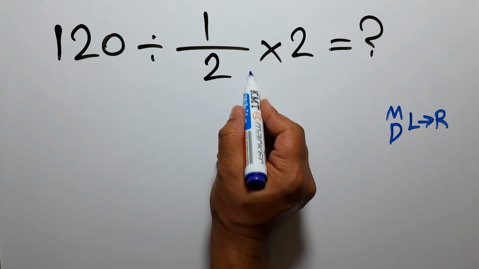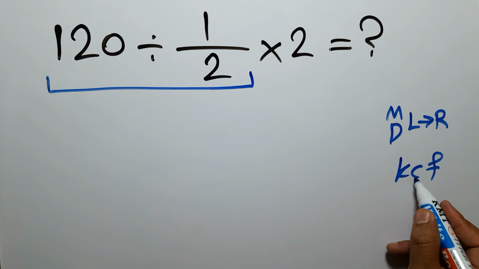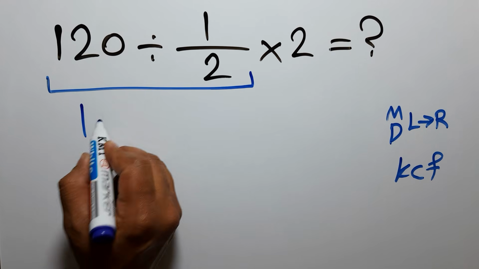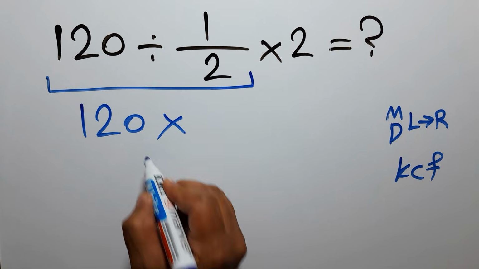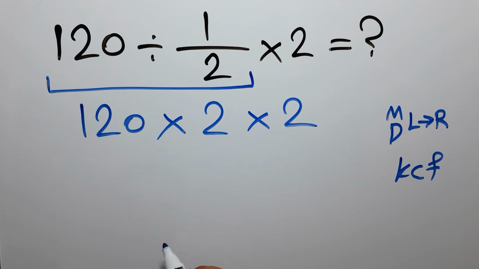120 divided by 1 over 2. According to the KCF rule, K stands for keep, C stands for change, and F stands for flip. We can write keep the first fraction, change division to multiplication, and flip the second fraction. And here we have times 2.